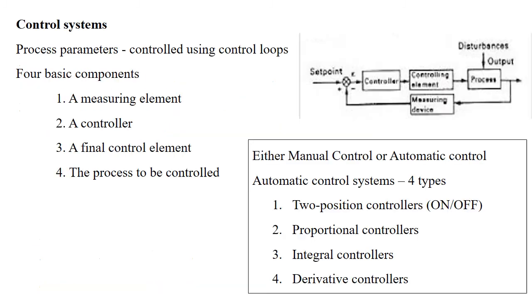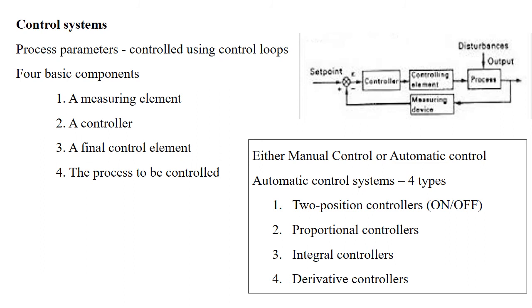So how does a control system work? The process parameters, which are measured using probes and sensors, are controlled using control loops. These control loops consist of four basic components. They are a measuring element, a controller, a final control element, and the process to be controlled.